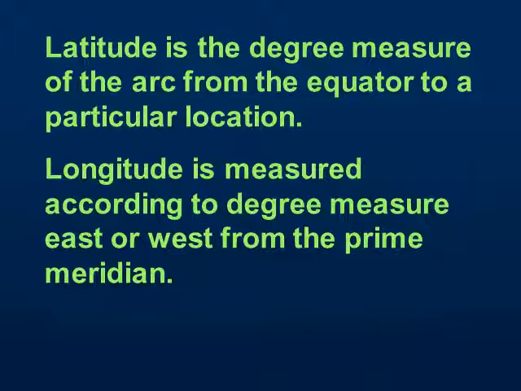Okay, so latitude is the degree measure of the arc from the equator to a particular location. Longitude is measured according to degree measure east or west from the prime meridian. So when we talk about location on the Earth, when you are reading latitude and longitude directional degrees, that is what you are actually doing.